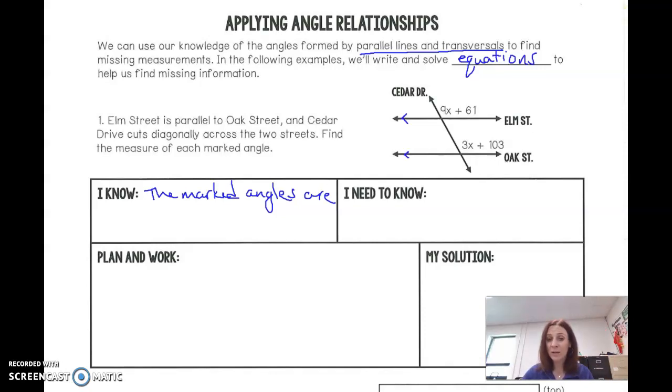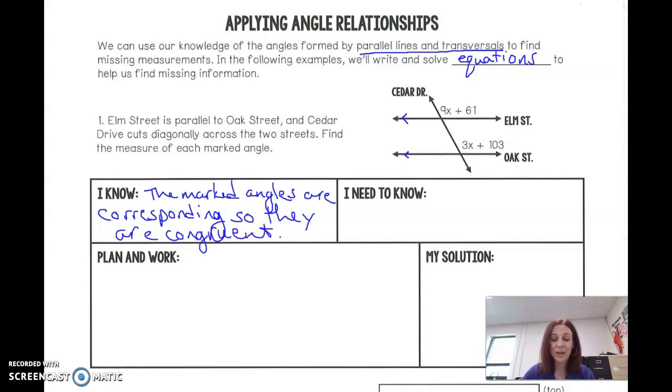Well, this angle right here is above the parallel line to the right. This angle right here is above the parallel line to the right. Hey, that means they're corresponding. So the marked angles are corresponding, so they are congruent, equal. Congruent is the geometry word for equal.